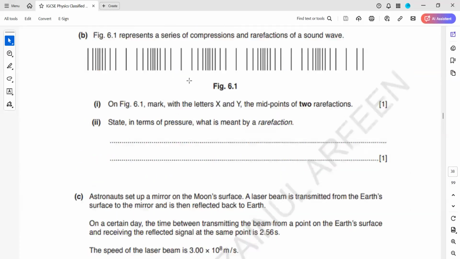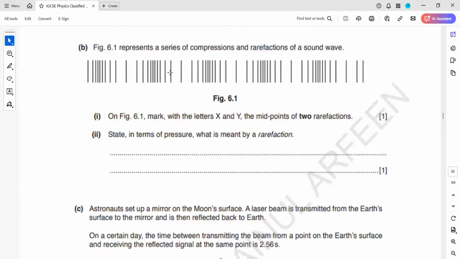Sound is a longitudinal wave, which means it consists of vibrations parallel to the direction of the wave and consists of compressions and rarefactions. Figure 6.1 represents the series of compressions and rarefactions. A region of high pressure we call a compression and a region of low pressure we call a rarefaction. So compression, rarefaction, compression, rarefaction, compression, rarefaction, compression, rarefaction.